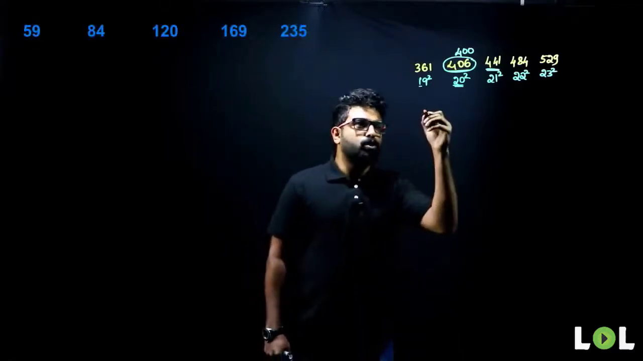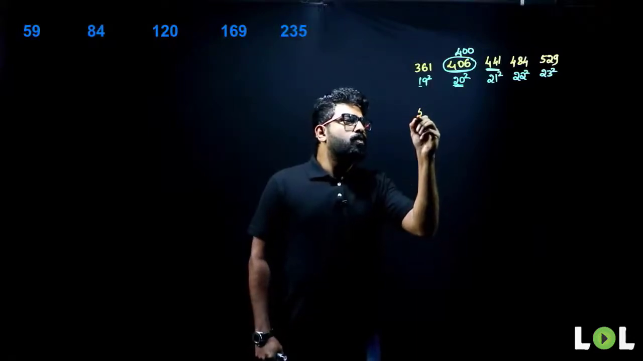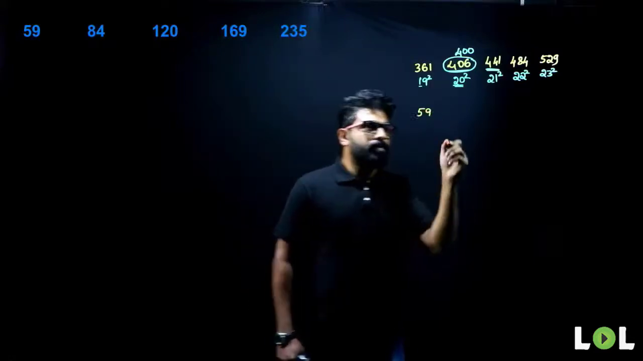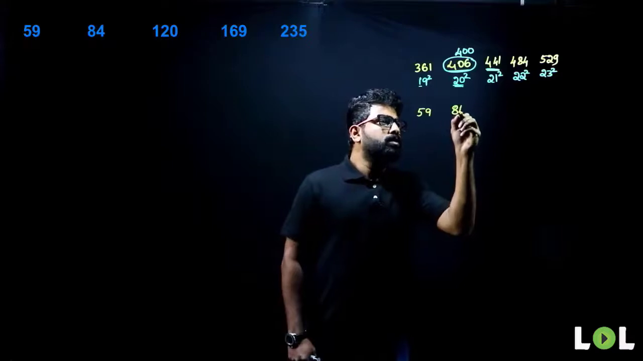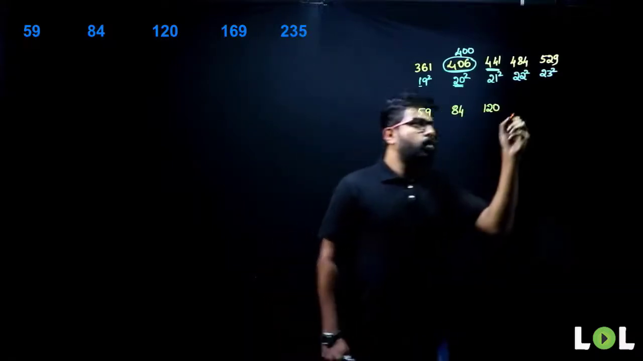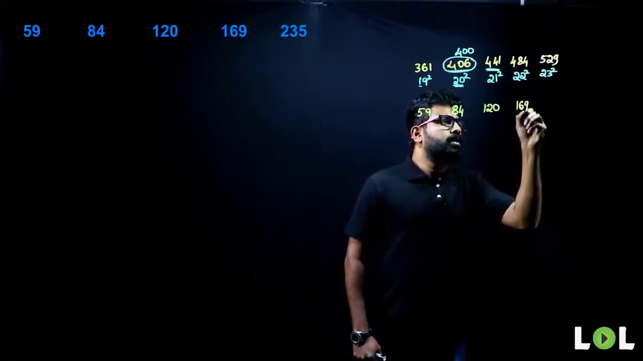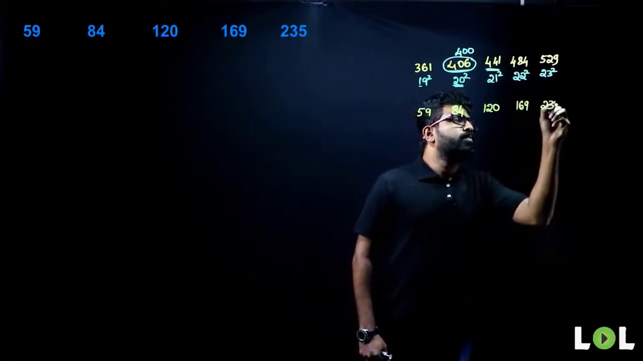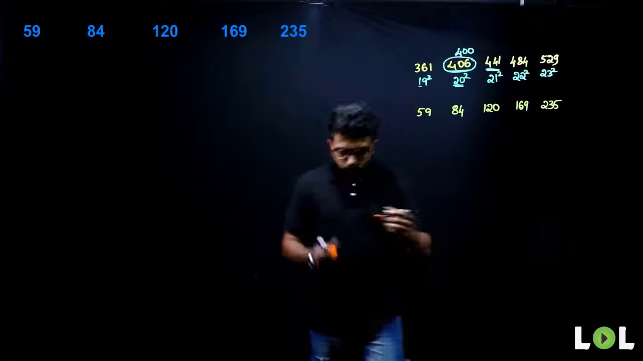What's the next question here? Next question goes like this. 59, 84, 120, 169 and 235. So how do I solve this?